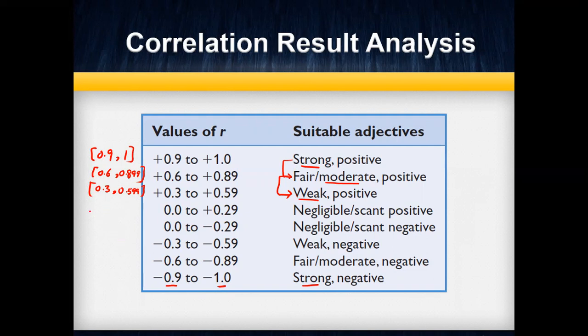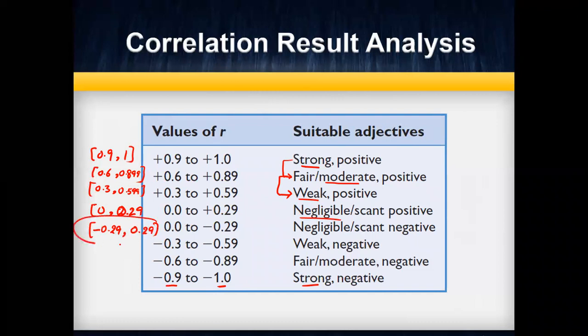The final category that we have, if your answer is from 0 to 0.29, so 0 to 0.29, this is called the no relationship category, or you can say negligible, or no relationship. The second category, if your answer is from minus 0.29 to 0.29.